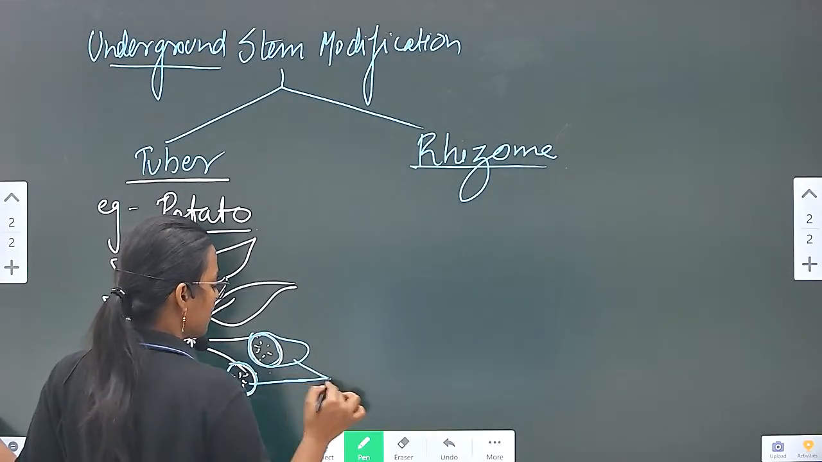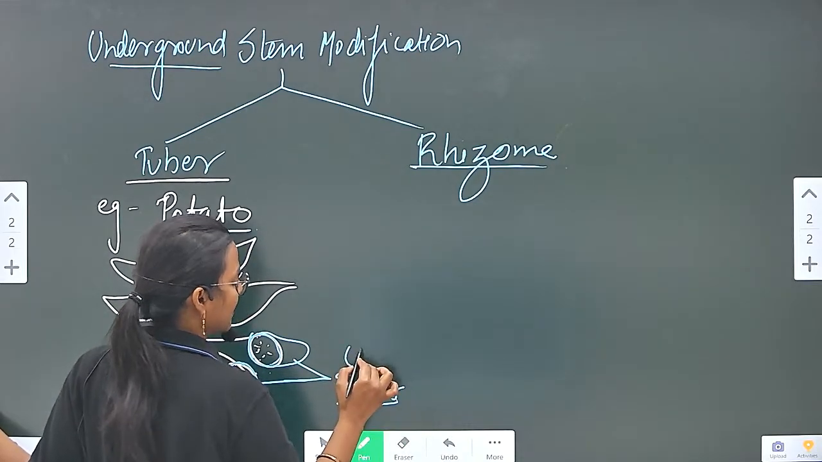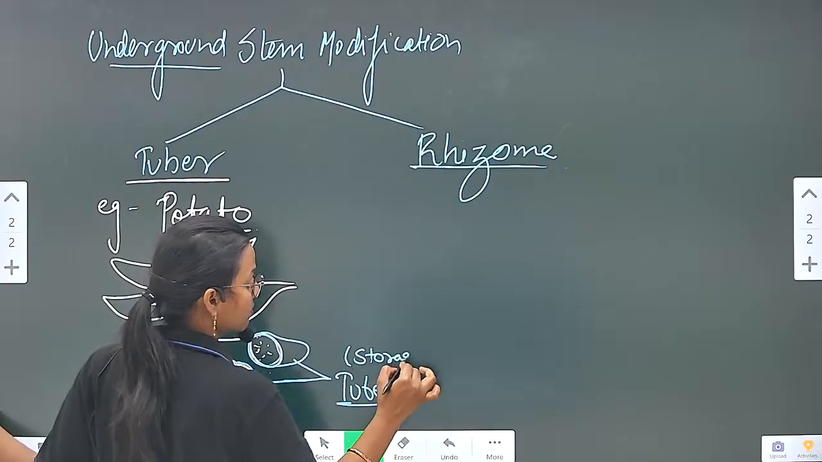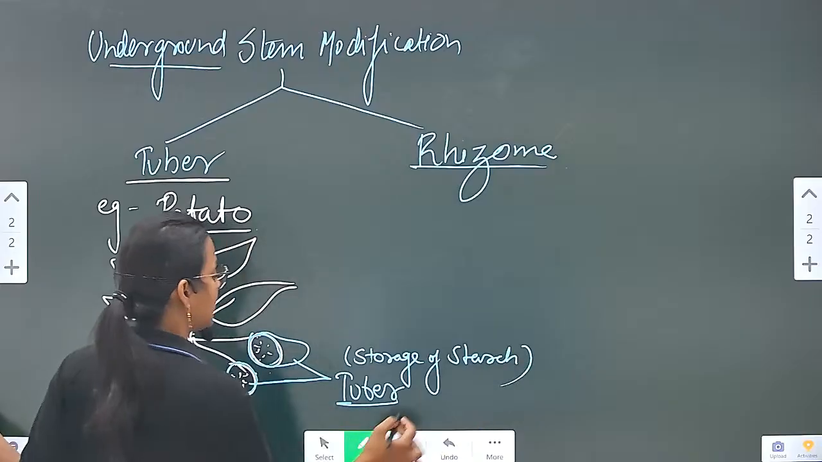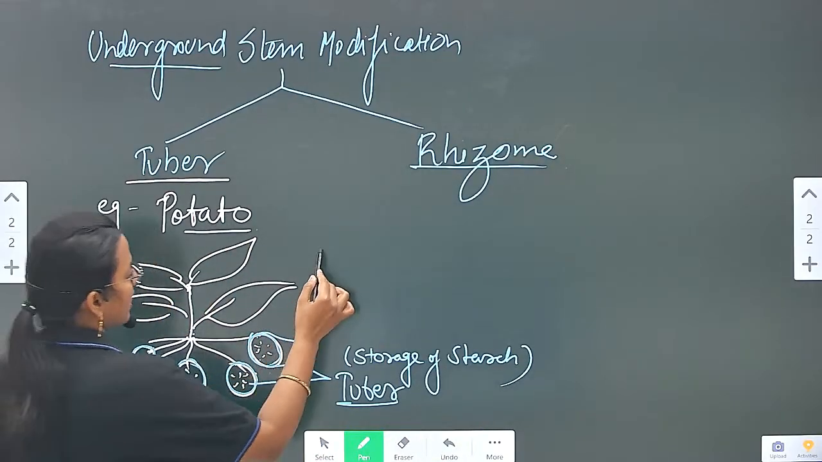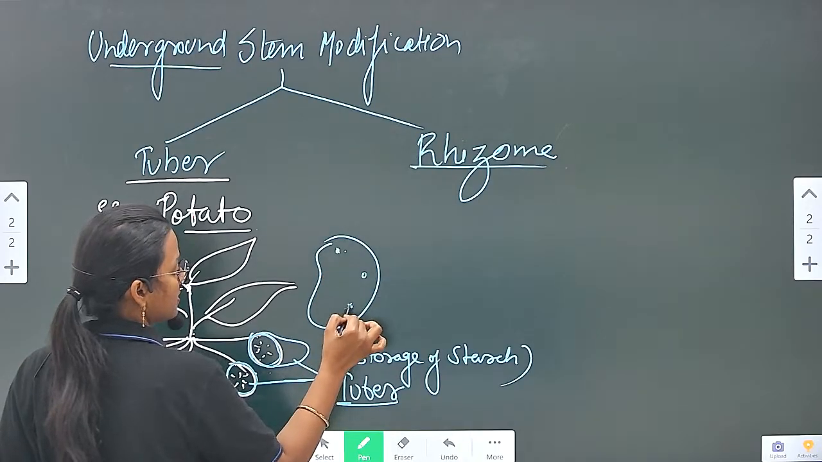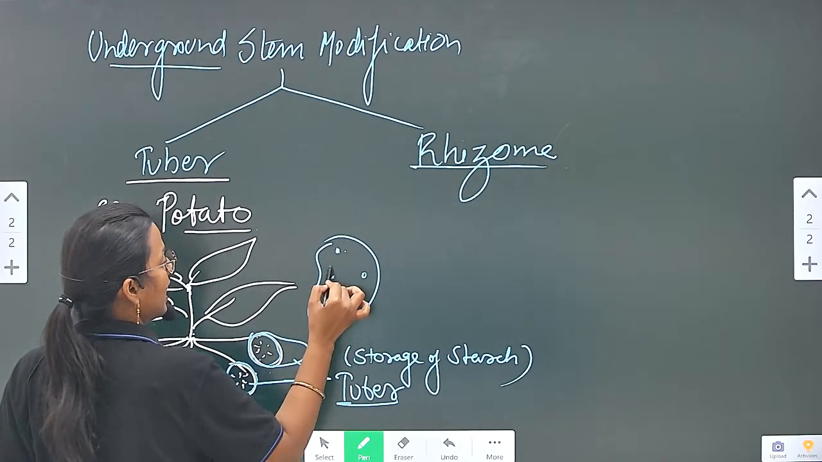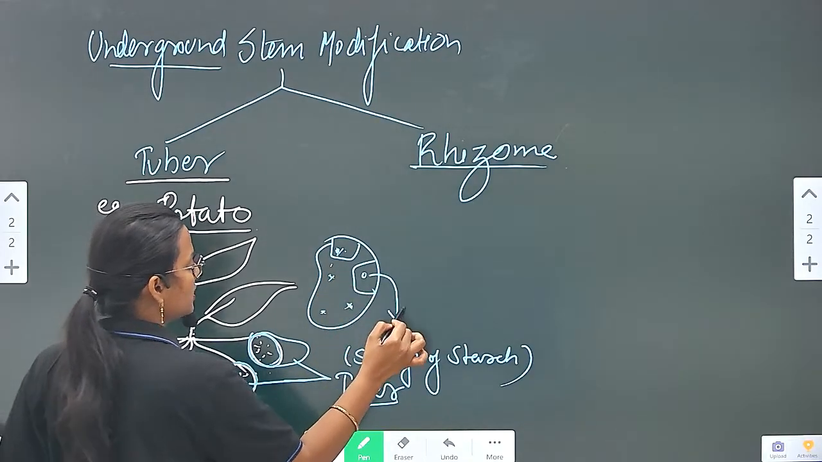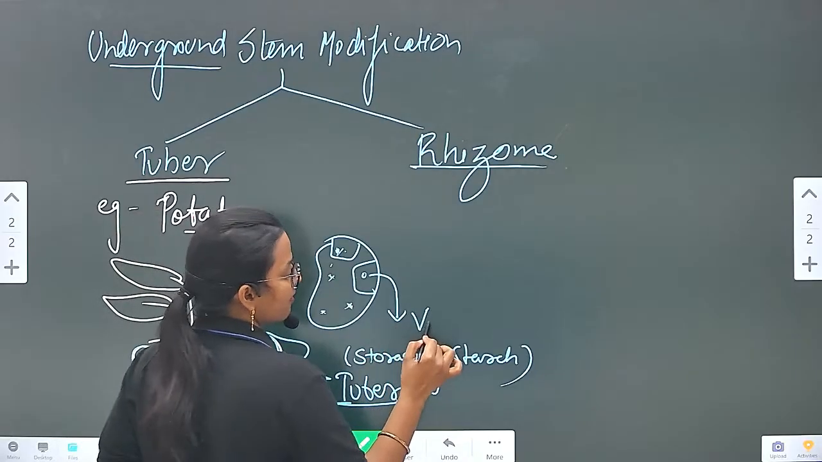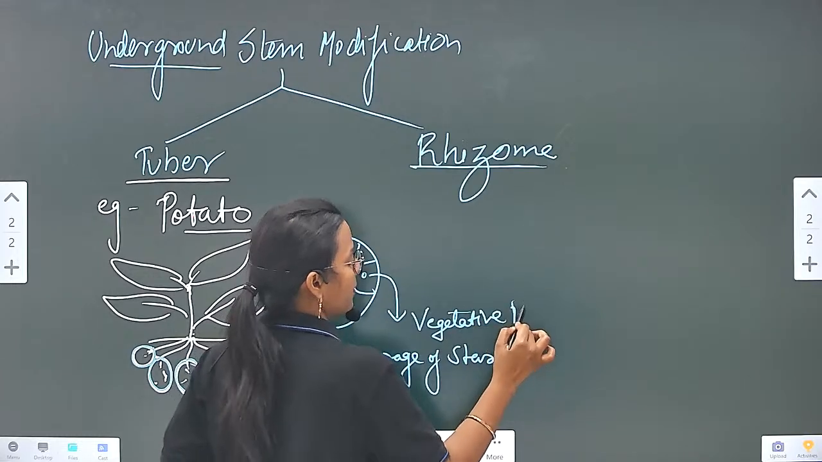So they are simply called tubers, and they play a role in storage of starch. Is that clear? If I isolate one potato, yes, isolate one potato, and I cut this part, I can use this part in vegetative propagation.